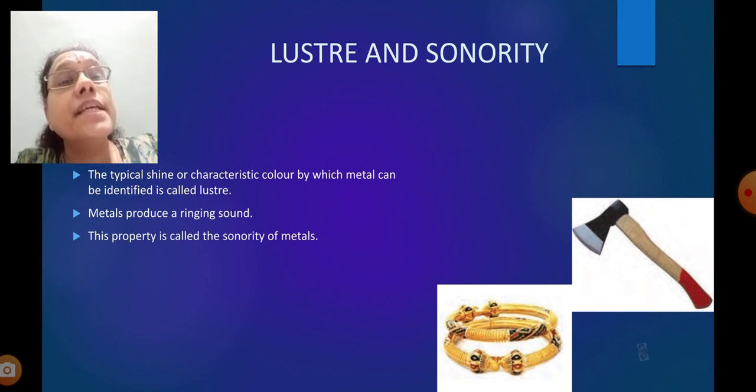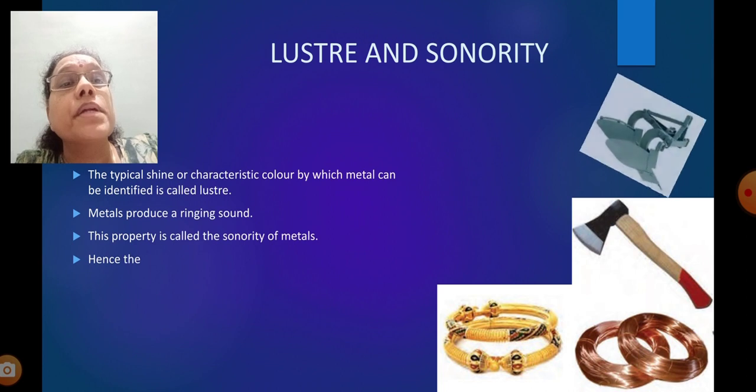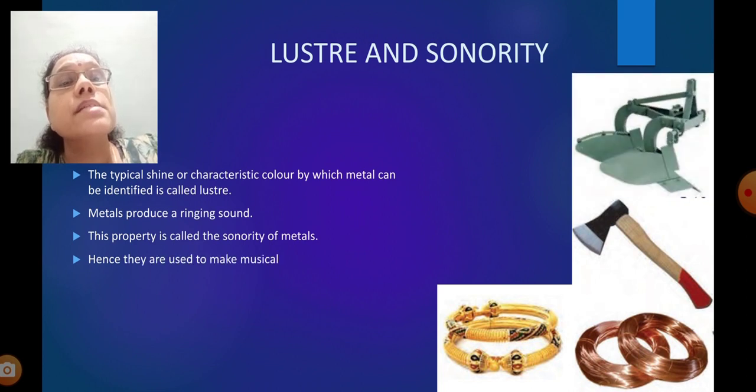Metals produce a ringing sound. You must have heard a bell ringing from far away. That is because of sonority. When you strike one metal with another metal, it produces sound. This property is called sonority of metals. Hence, they are used to make musical instruments also.